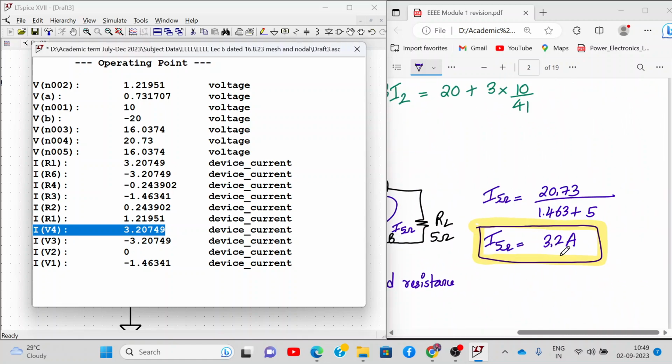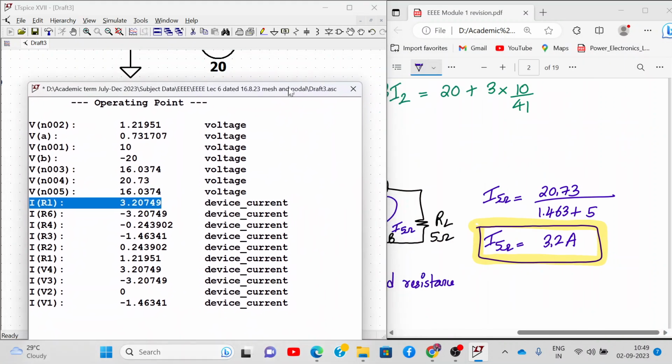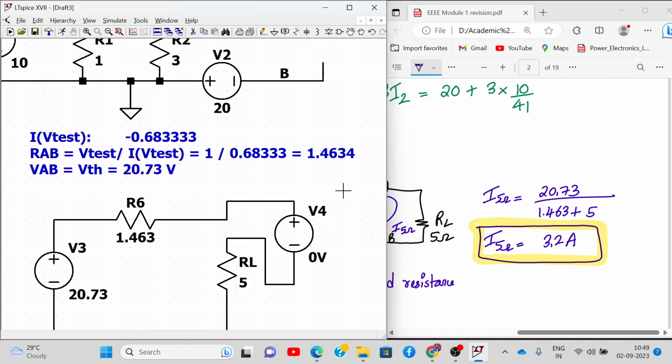See, correct? Yes or no? 3.2 amperes, 3.2 amperes. That is what we get. And this is your Thevenin's equivalent circuit. You can check the current flowing through RL also. So it's coming positive. So it's correct. See, both are positive. Current flowing through RL is 3.20749. So understood how to use this tool and calculate all the answers on your own.